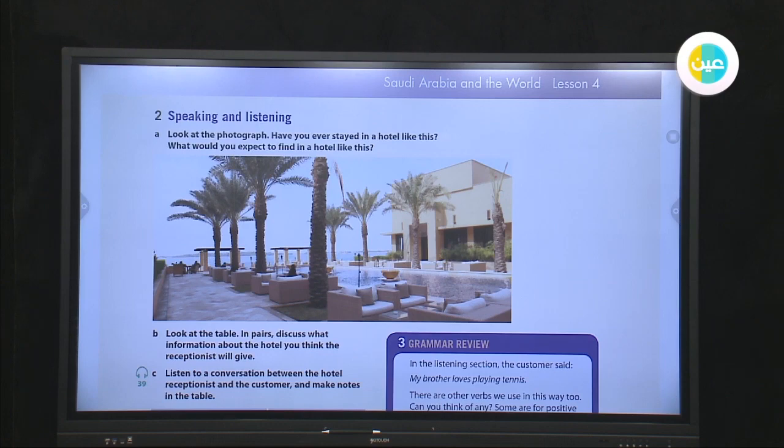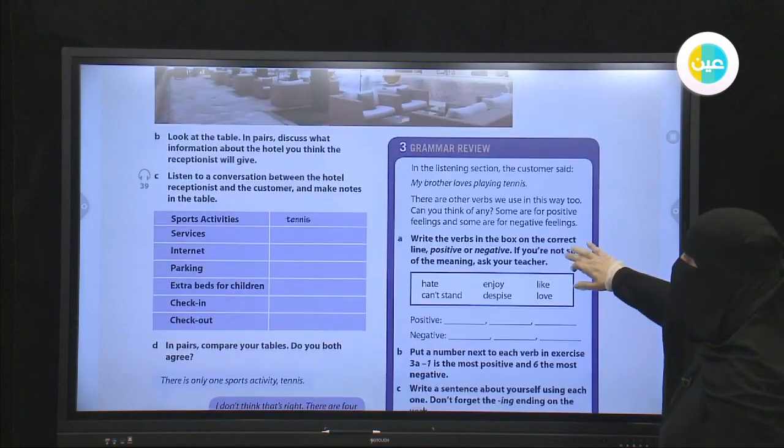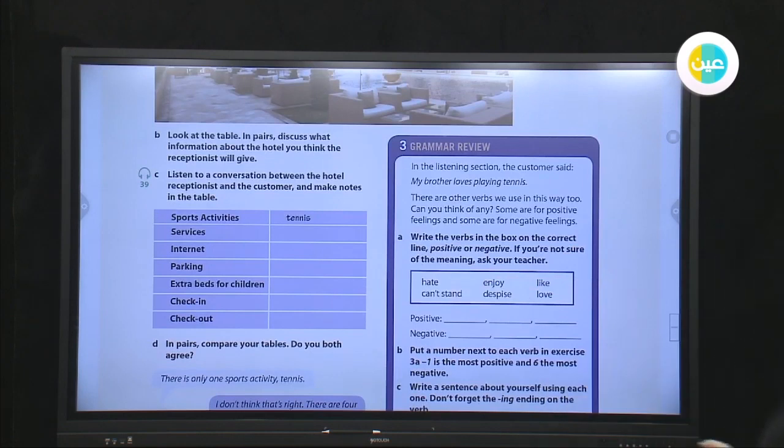Look at the table here. We have a table, as you can see here. Discuss what information about the hotel you think the receptionist will give. Okay, what do you think? There will be sport activities here in the table, tennis. What services do you think they will give?